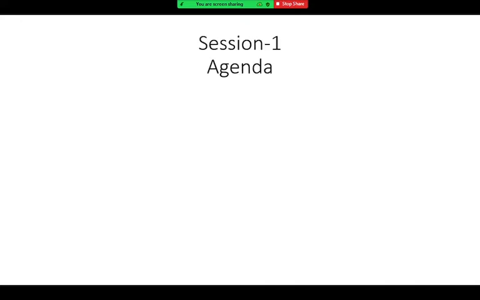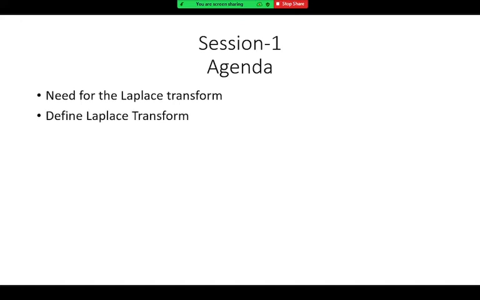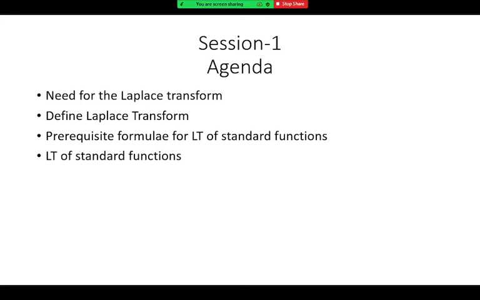So agenda for the first session here. First we'll learn about what is the need of this Laplace transform, why it is required. Next, we'll see the definition of Laplace transform. Then prerequisite formulae that we require to prove the Laplace or to find the Laplace of a standard function. Mainly we have some integration formulas that we require. Next, Laplace transform of standard functions we will calculate. So these are the 4 points. We'll do it today only.